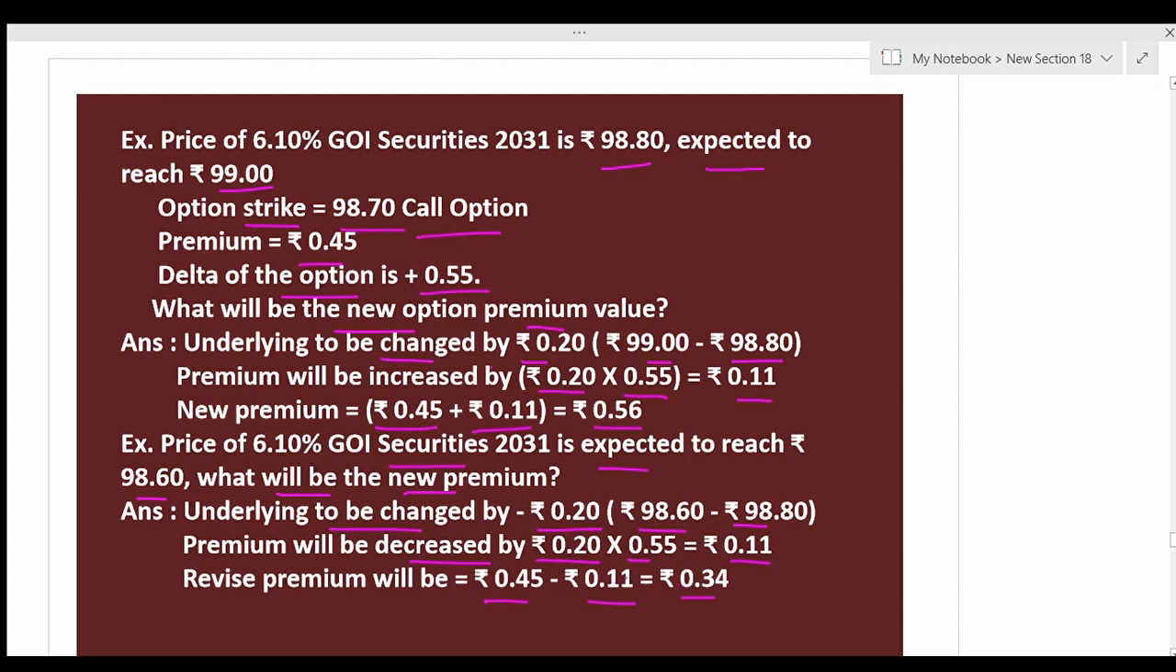Now, here you see the delta is used to find out the new premium rate. Now, what will be the delta after changing the spot price, the underlying price, that will come from gamma. Next day I will explain this Greek option.